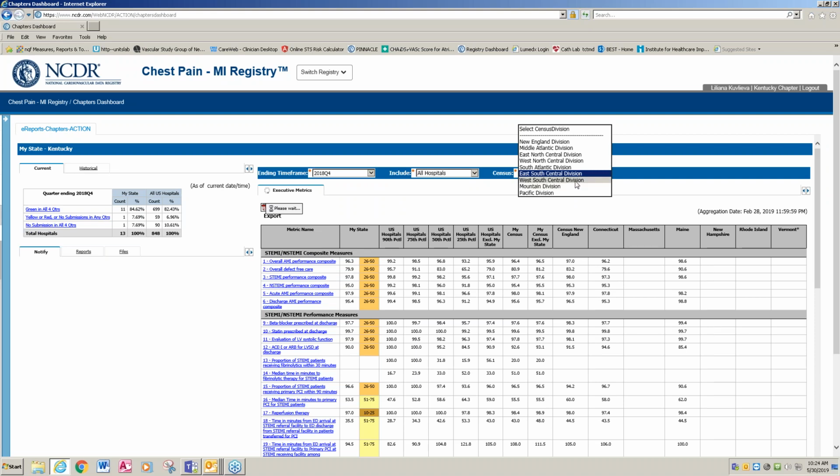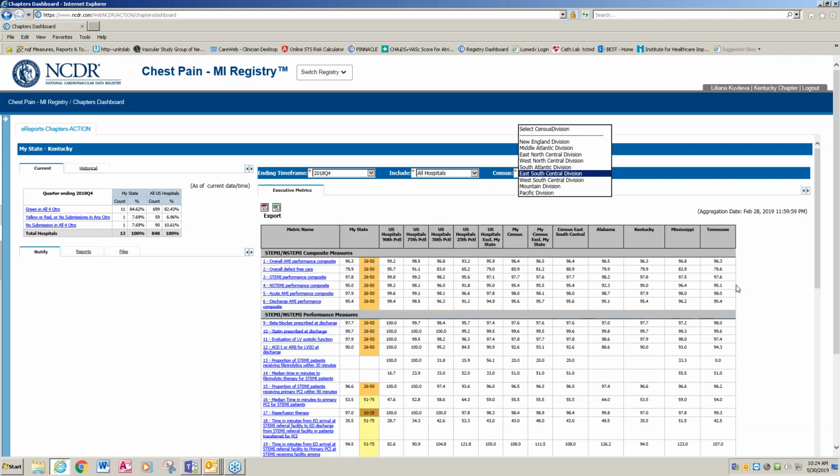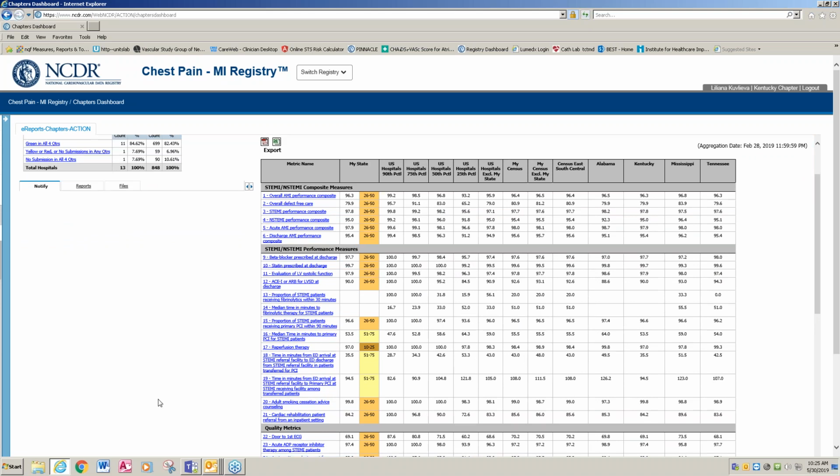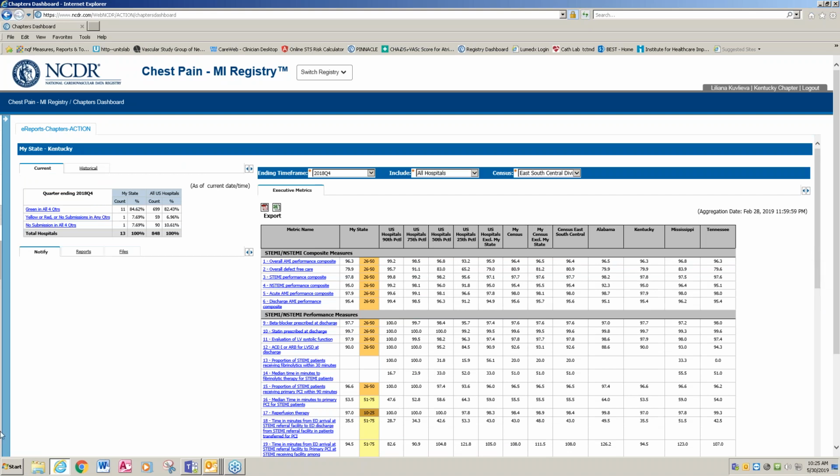Looking at the southeastern and central east regions, for now we have 13 hospitals that still submit data to ACC. We know that many of the hospitals decided to participate in the American Heart Association coronary artery disease Get With The Guidelines. The metric that we're going to focus on is metric number 1, overall defect-free care.